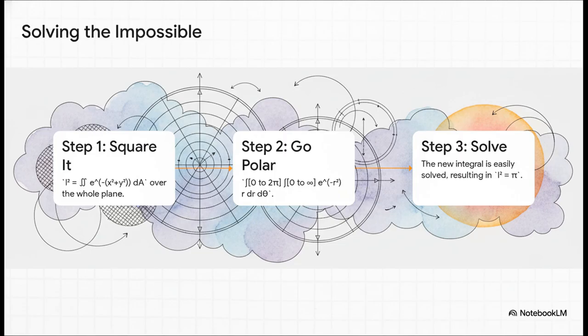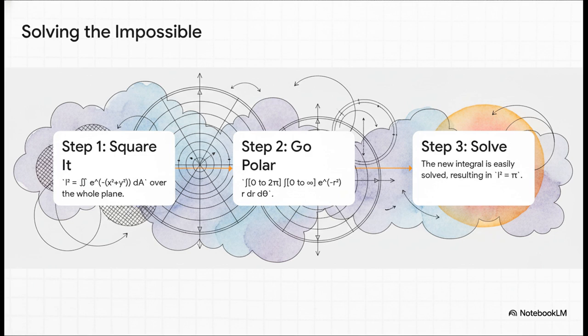And here comes the magic. By squaring it, that integrand becomes e to the power of negative x squared plus y squared. And what does x squared plus y squared become in polar? It's just r squared. So our function is a simple e to the negative r squared. And our new polar integral has that beautiful r dr term, which means it's now perfectly solvable with another u substitution. So we do the math, and we find that I squared, the square of our original integral, is just pi.